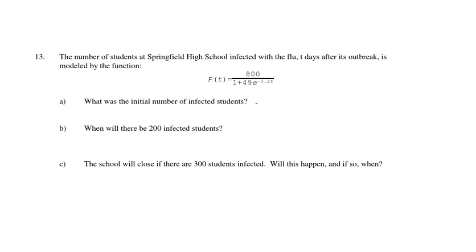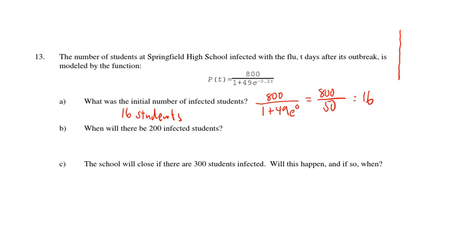All right, well, let's think about it. 800. Well, let's see. What's e to the 0 equal to? 1. So this becomes 800 over 1 plus 49 times 1. So it becomes 800 over 50, and that's just 16. All right? 16 students. All right, now let's think about what's happening here.